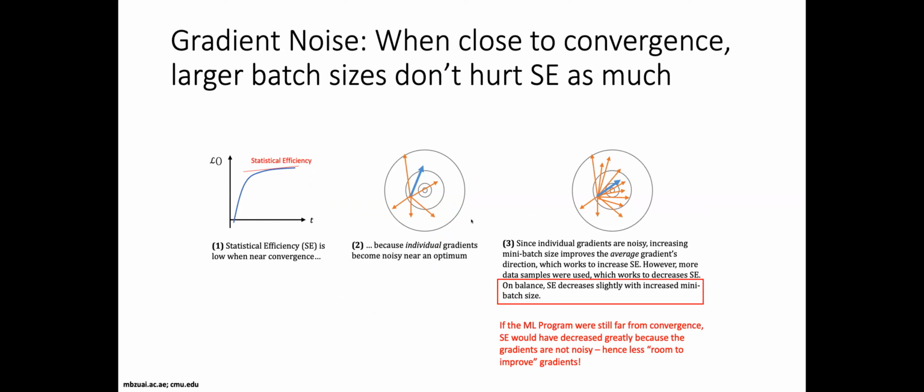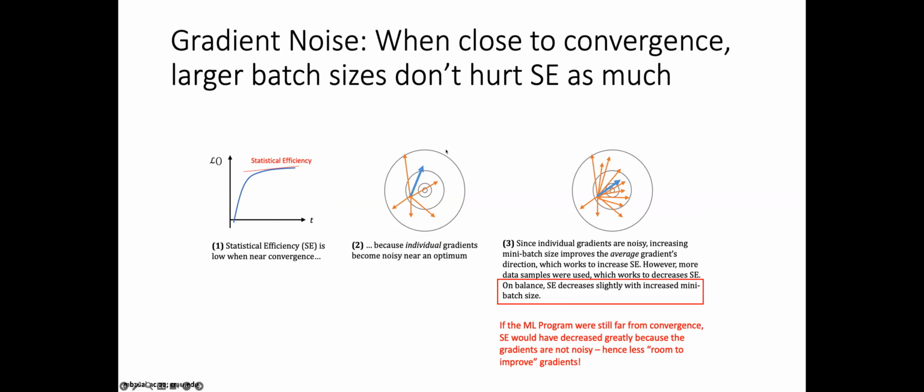Okay. And here's a little bit of a pictorial depiction to explain why SE, stat efficiency, and throughput are at odds with each other. When we get near convergence, by definition, stat efficiency is low. It's a tangent line to the curve, so it's very flat. And this happens because individual gradients become very noisy near the optimum. When you get close to the optimum, every data sample's stochastic gradient is going to point in a different direction.